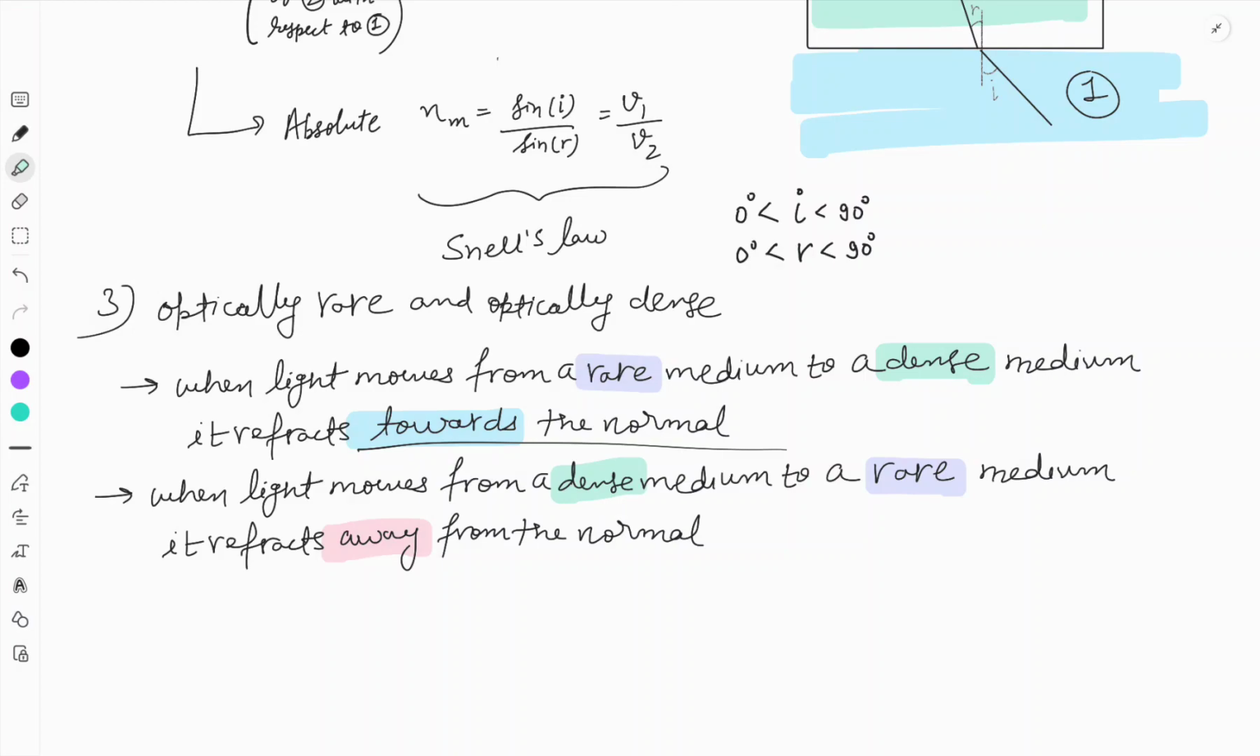So these are the things that we have learned till now, and now we are going to see how these concepts are used in the real world. It's going to be super amazing, so stay with us.